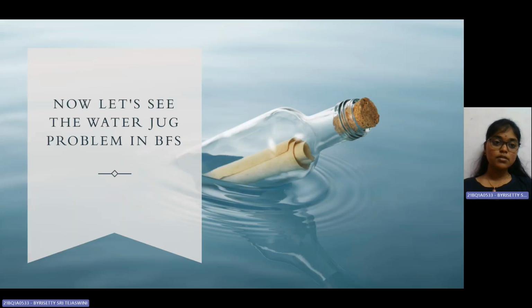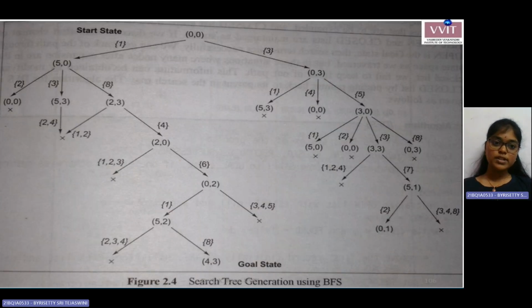So let us see the water jug problem in BFS. First, 0 0 is the state of a 5 liters jug and a 3 liters jug. Initially, there is no water in those two jugs, so 0 0. First, let me fill the 5 liters jug with water, so 5 0. Or else, let me fill the 3 liters jug with water, so 0 3. So first, let me see 5 0. From 5 0 the possible outcomes can be 0 0, 2 3 or 5 3.